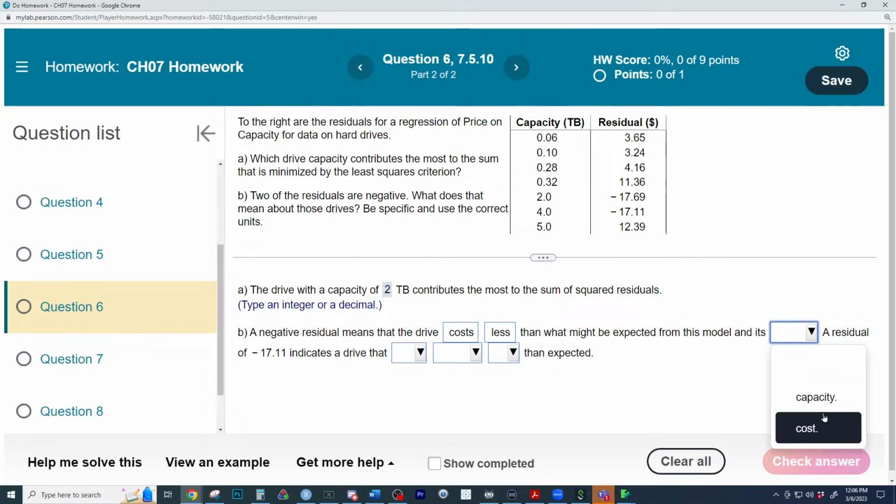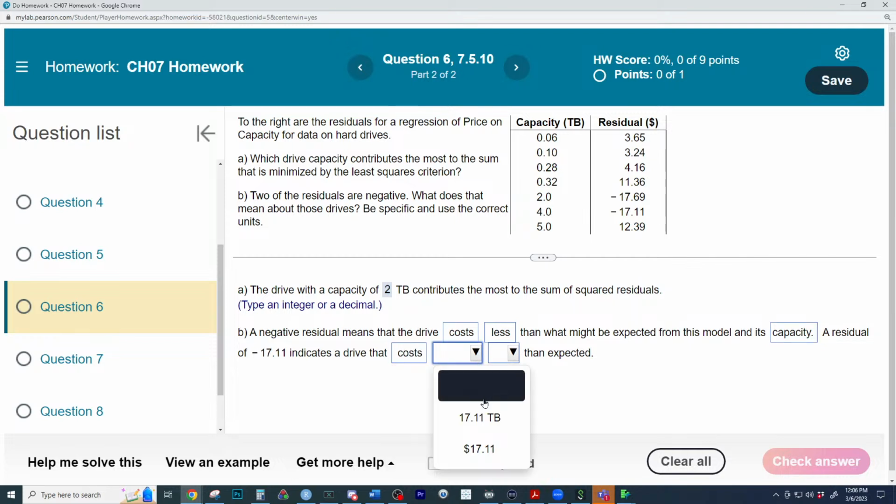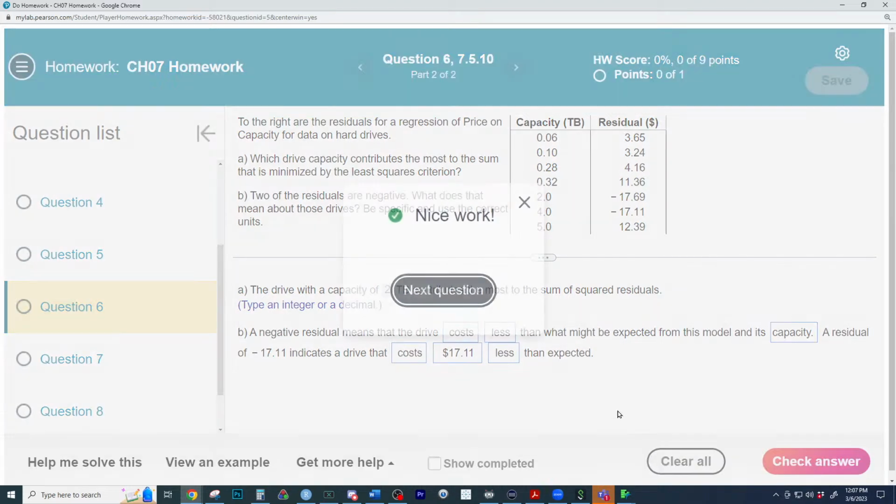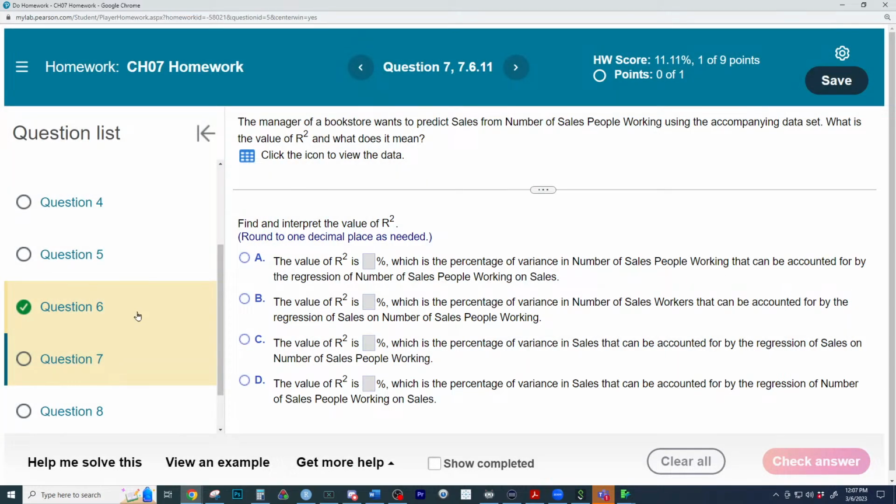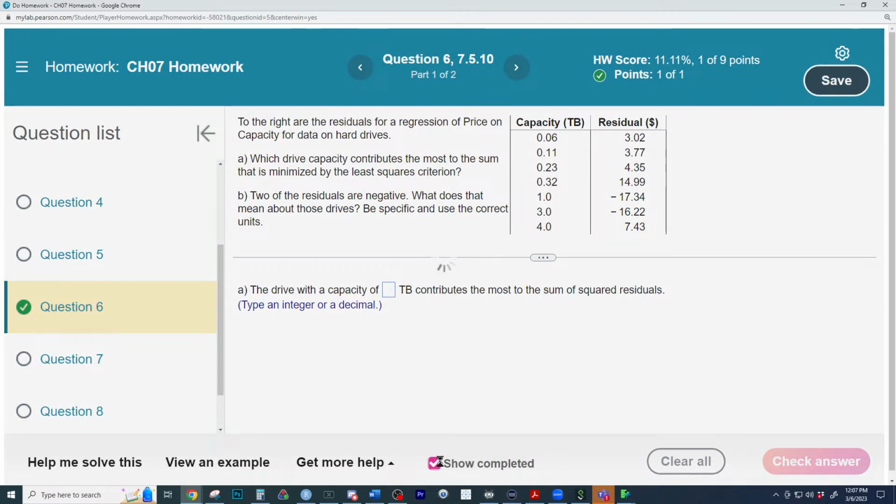Its capacity. That sounds right. Negative means the drive costs less than the model would expect for this model and its capacity. A residual of negative 17.11 indicates that the cost... yeah, then they're trying to make sure you understand your X and your Y relationships right there. Good. That's pretty good. The ending of that gets a little tricky right there.